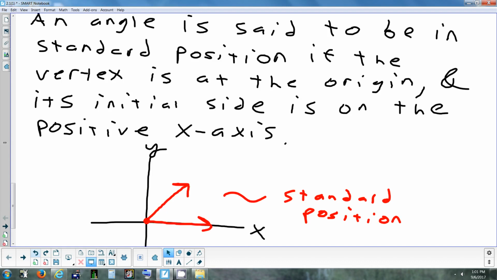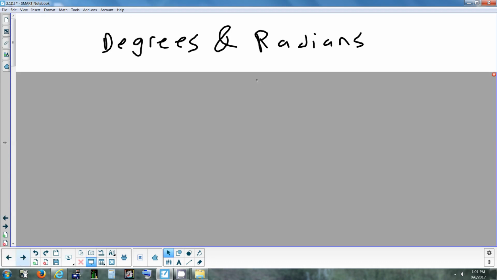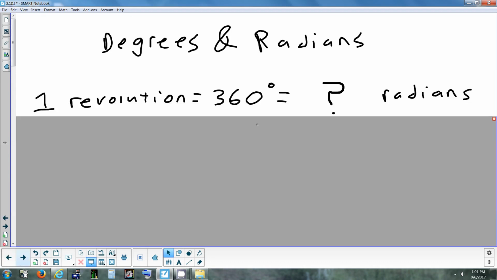Okay, so that's kind of just the background stuff I'm going to go through about drawing angles. The next thing we're going to talk about is radians and then how we convert between degrees and radians. So the big picture idea is to figure out that question mark. I'm going to assume most people knew in one revolution that's 360 degrees. But the question is, how many radians in 360 degrees? Or how many radians in one revolution? Same question.